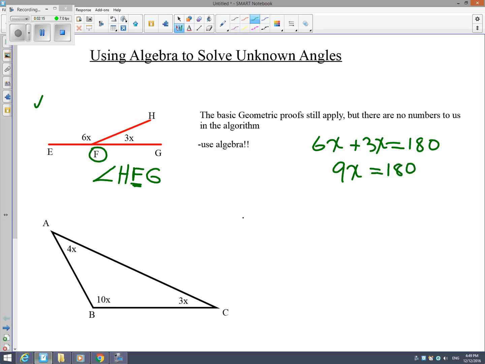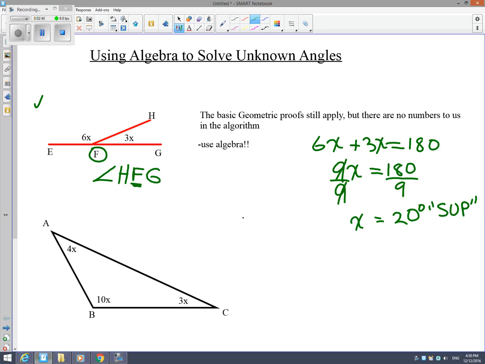Now, we don't want to know what 9x equals. We want to know what 1x equals. In order to do that, we have to isolate that variable, which means leaving it by itself. We do that by doing the opposite operation to both sides. So I'm going to divide both sides by 9. What I'll have remaining is x, and x equals 20 degrees, and that's really good. And that's supplementary angle theorem, so we include our proof.